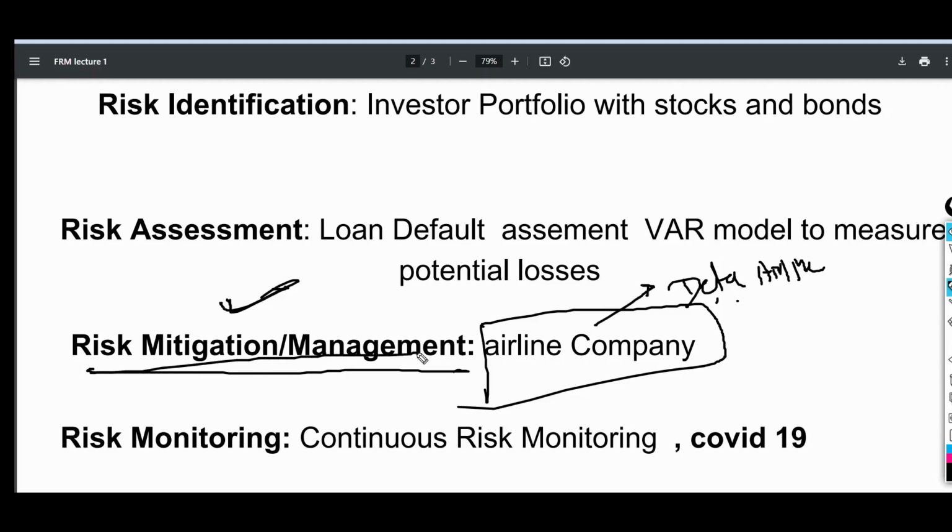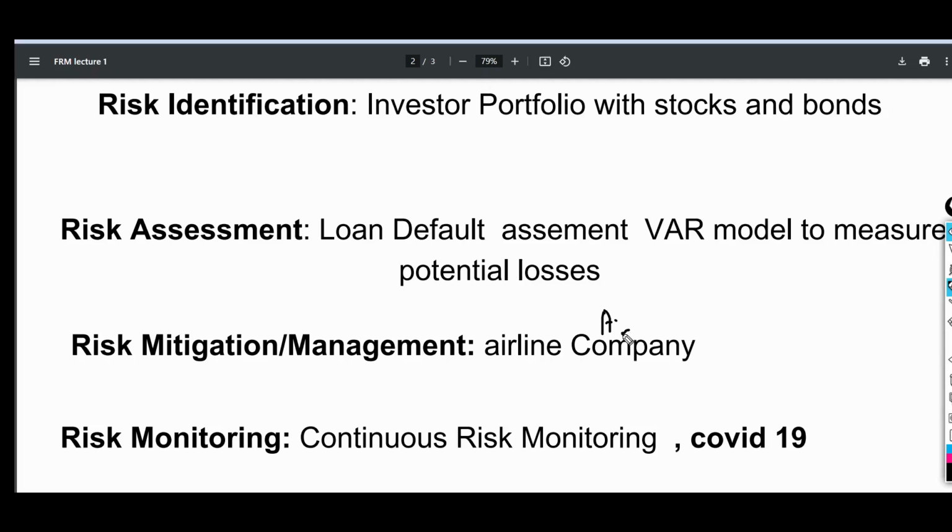What do you mean by risk mitigation? It means reducing the risks. What steps can we take? Suppose there is Delta Airlines. For an airline company, the most important input cost will be fuel, jet fuel. Jet fuel will be the most important cost.